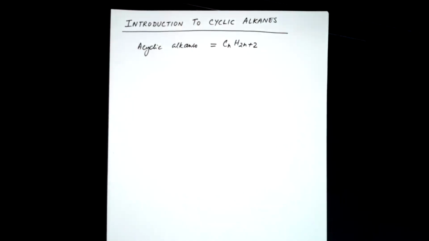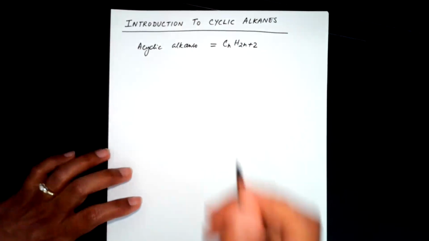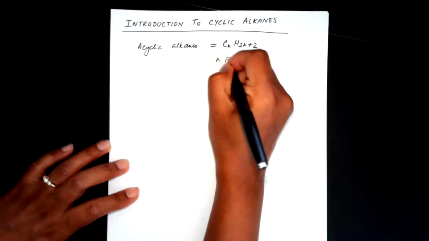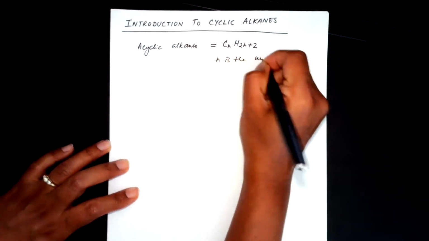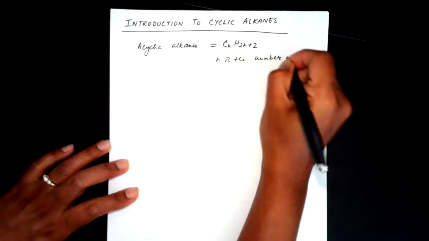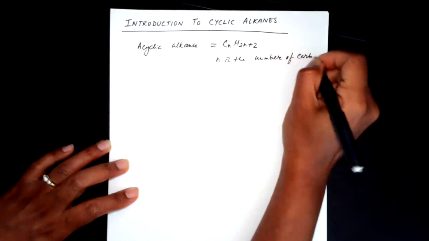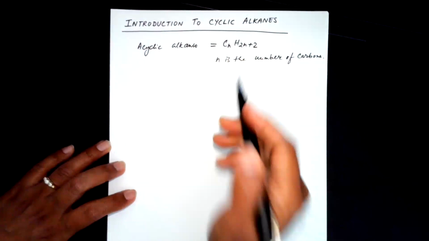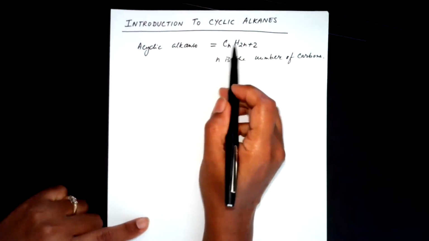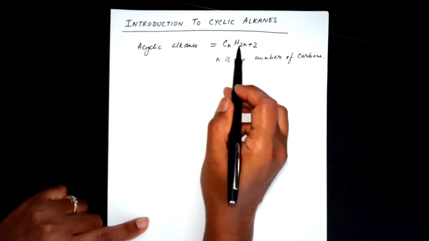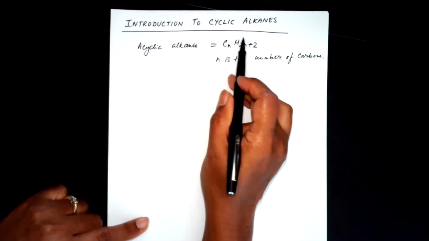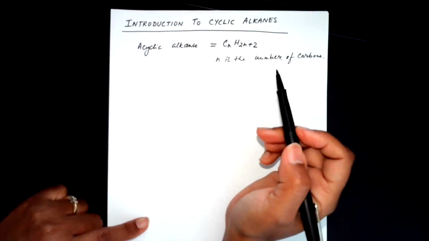Acyclic would mean something that is not in a cycle, something that is not a ring. So what is n? n is the number of carbons. So if we know the number of carbons, we can multiply the number of carbons by 2, add 2 more, and that would be the total number of hydrogens for that molecule.